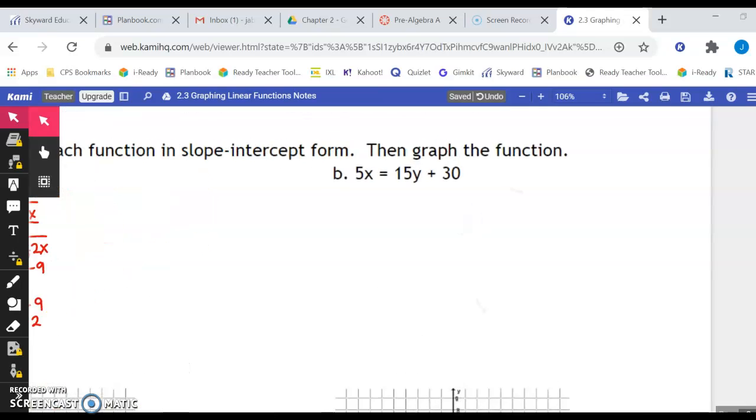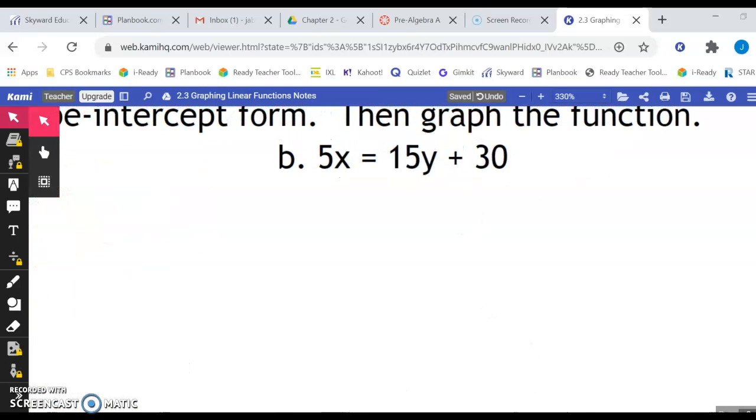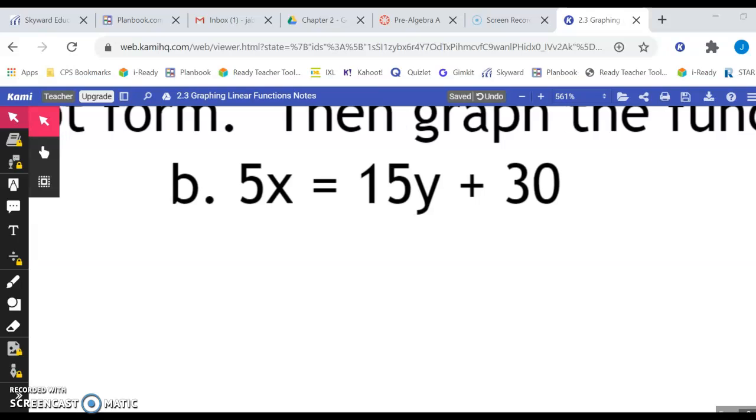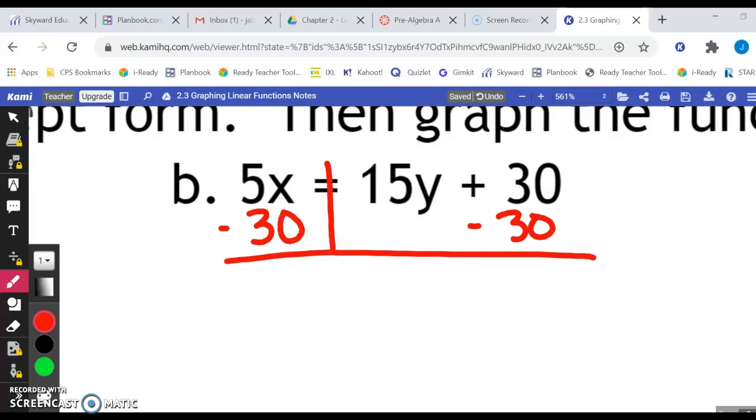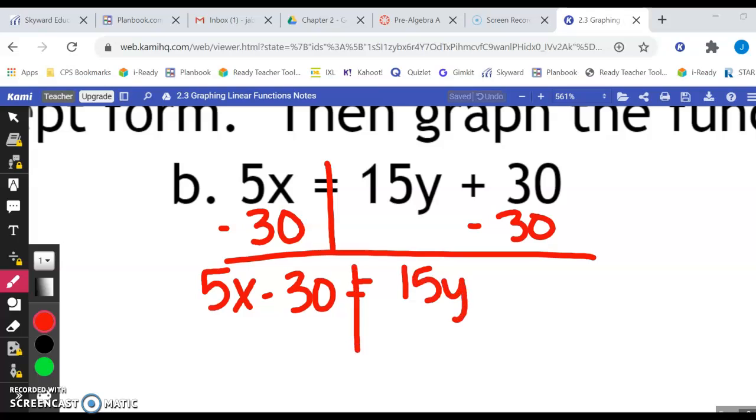For this one, we have to solve it for y again. So I'm going to minus 30 from both sides. And 5x minus 30 we can't do, so I'm just going to write 5x minus 30 equals, the 30s are canceled, so just the 15y is left. And then I have to divide both sides by 15.